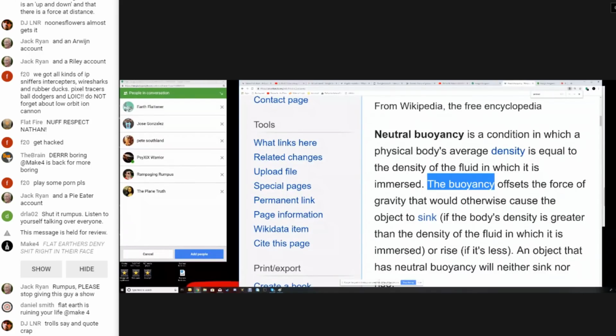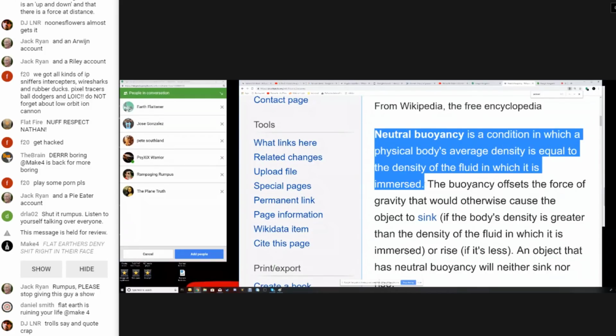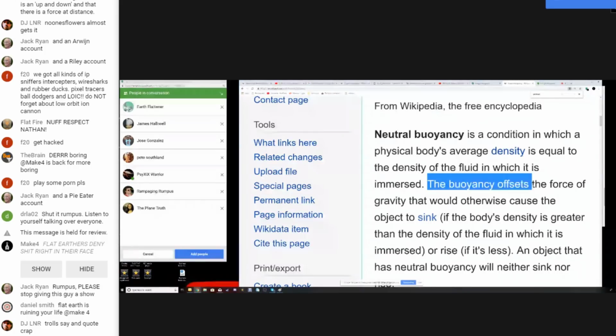In the neutral buoyancy case, the buoyancy force equals the force of gravity. No, that's the condition. No, yes, it is. Neutral buoyancy, you can't read English. Density equal to the density in which it's immersed. It doesn't talk about gravity. And then it describes in more detail what buoyancy is. No, it doesn't. Go and look somewhere else. It says the buoyancy, and I'm not asking about the buoyancy. I'm asking about the neutral buoyancy.